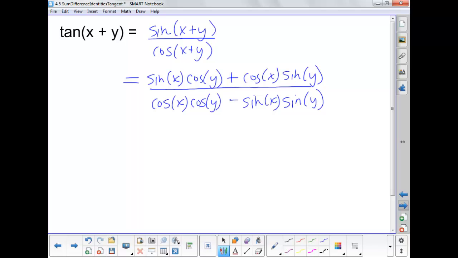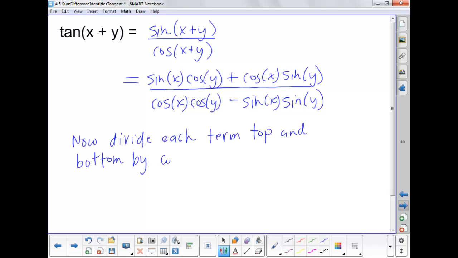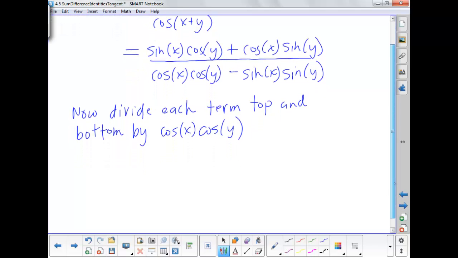What we want to now do is get an expression for the tangent of the sum of two angles in terms of tangent as opposed to sine and cosine. So we're going to divide both the top and bottom of this expression by a common expression. We're going to see why momentarily: we're going to divide each expression by cos of x times cos of y.